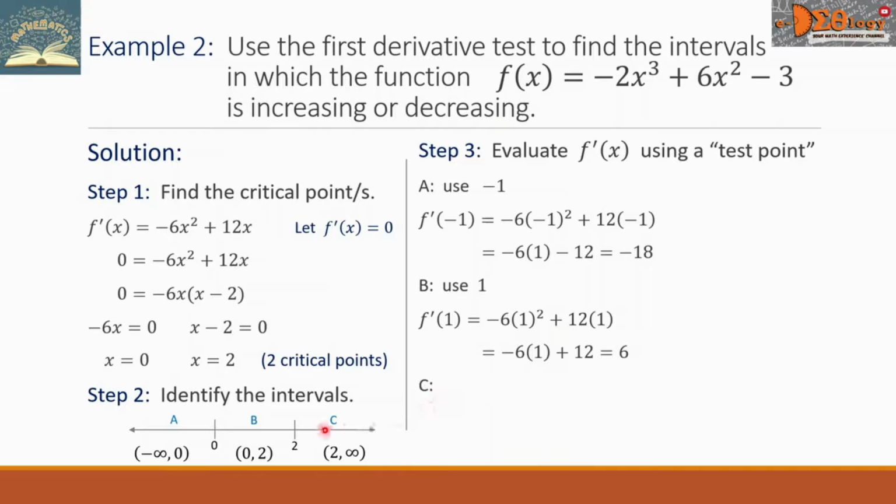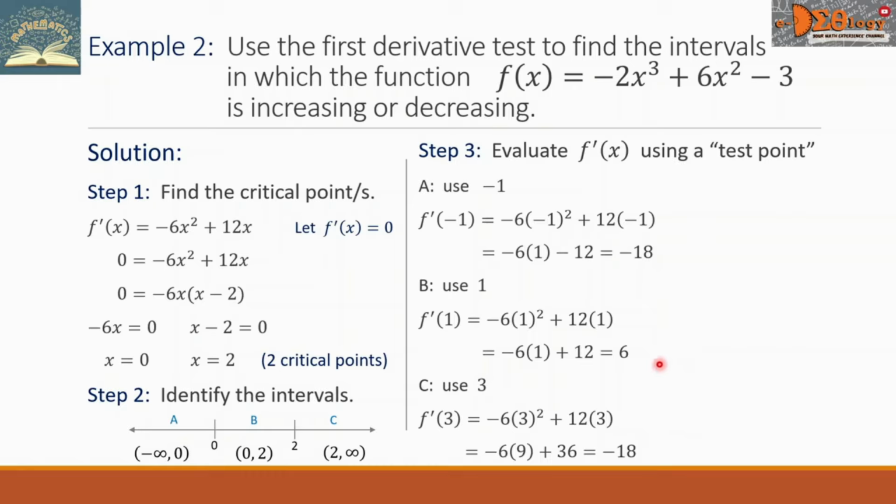Then interval C. Look at our interval C. Let us use a value that is the smallest integer in the interval C, and that is the positive 3. So we evaluate f prime of 3. So we have negative 6 times 3 square plus 12 times 3. 3 square is 9, and this 12 times 3 is 36. Now, negative 6 times 9 is negative 54 plus 36. So we have negative 18.